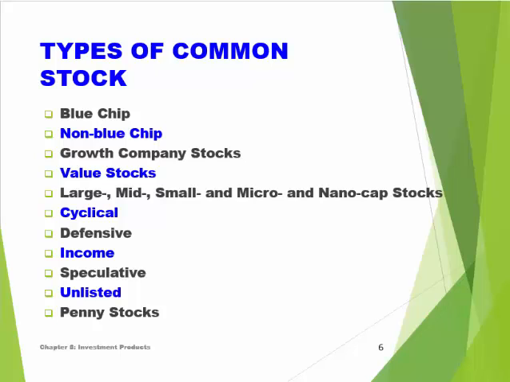Of course, we all know about common stock. There are a variety of descriptions of different segments of the market. Blue chip being the biggest, best. Non-blue chip meaning not blue chip. Growth company stocks, value stocks. We can identify stocks by how big the company is, from very large companies down to micro and nano cap stocks. Very, very small but publicly traded companies. We'll have unlisted and penny stocks at the bottom.